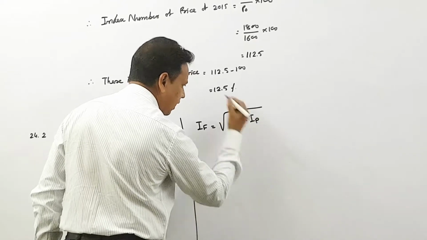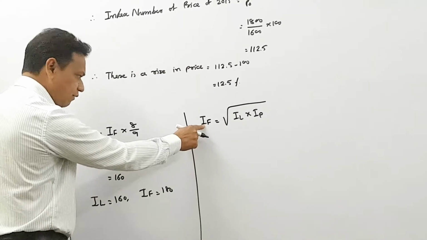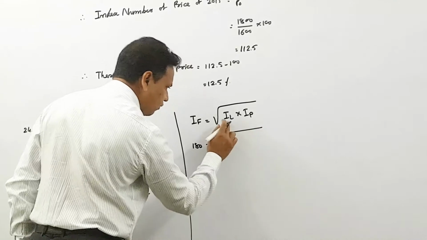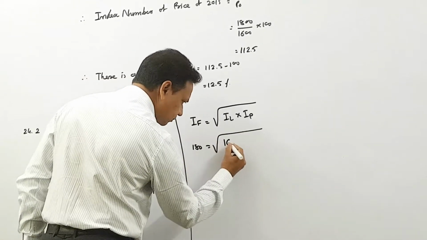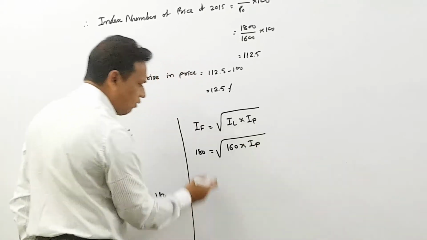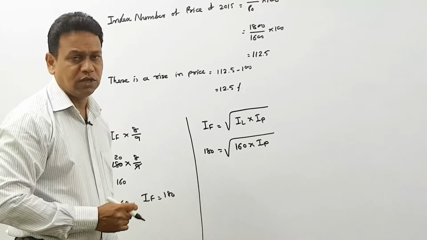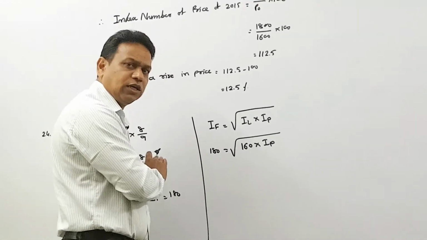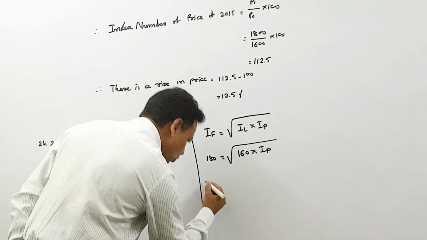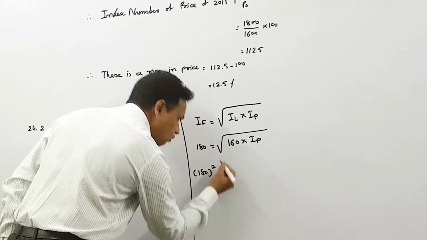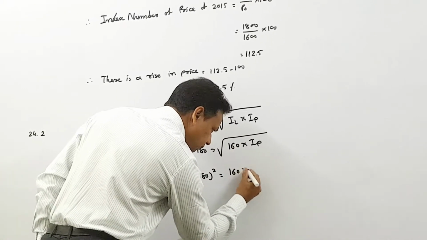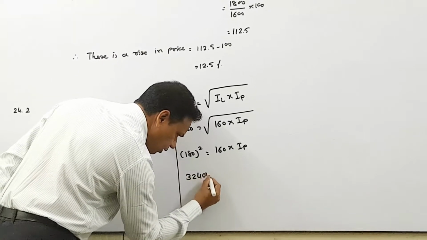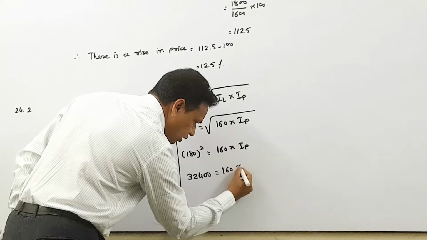IL into IP. So we have IF, that is the index number of Fisher, 180, is equal to root of IL, and we have 160 into IP. Now hereafter we have to apply some mathematical steps. First of all, we have to think how to cancel the root side. All we know is that by squaring both sides we cancel the root. So here 180 squared is equal, now the square root is cancelled, to 160 into IP. The square of 180 is 32400, equal to 160 into IP.